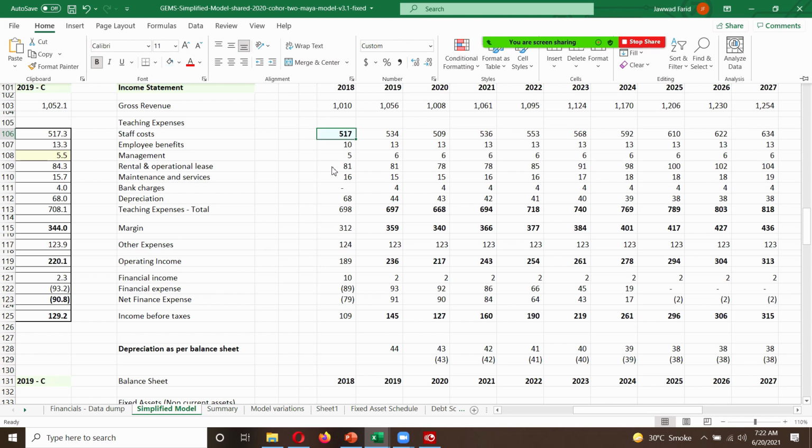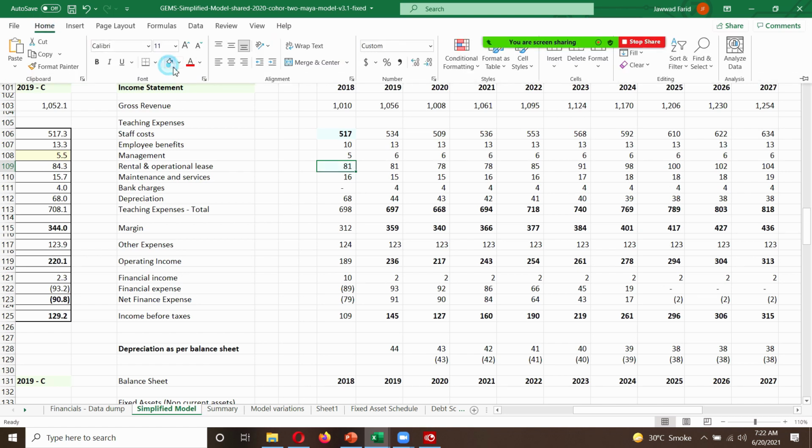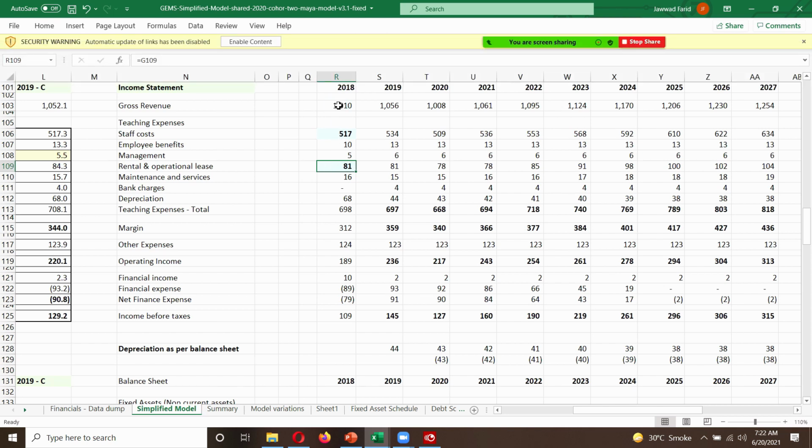What else? Rental and operational lease. This is another big item. How do you test this item? You test it through setting the lease payment per year. So these are the two big ones. Then you've got other expenses, then operating expense, then your financial expense, and this is linked to the amount of money you've borrowed. That's not part of the model directly, but it comes from the amount of debt that you carry on your balance sheet. So you've got these two items, staff expense is this one, and then revenue.